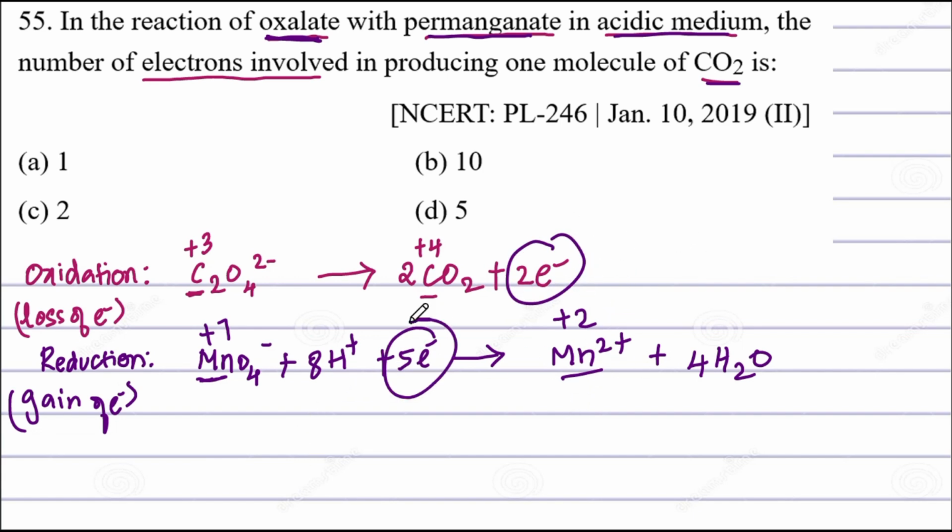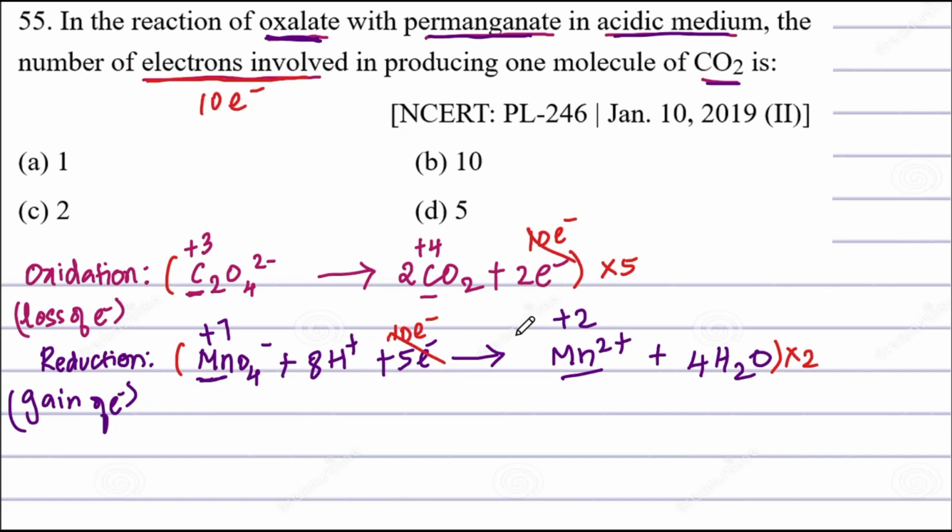Now we have to balance the number of electrons. So by cross multiplication, the oxidation half reaction should be multiplied by 5 and the reduction half reaction should be multiplied by 2. So only we will get the equal number of electrons. So here you will get 10 electrons. 5 into 2, 10 electrons. And here also 5 into 2, 10 electrons. So how many electrons are involved? 10 electrons are involved. So first let us cancel that and we can add the two equations, the first equation and the second equation. So while adding, you have to write the coefficient also.